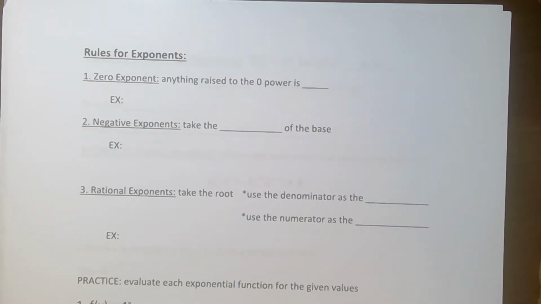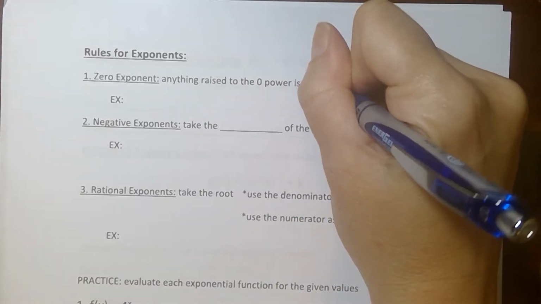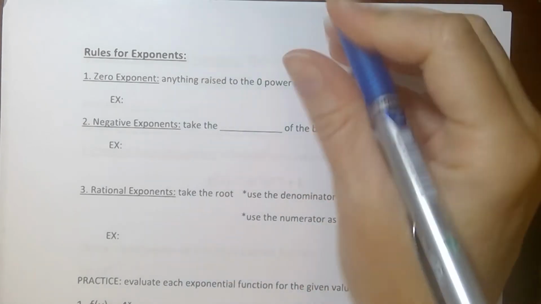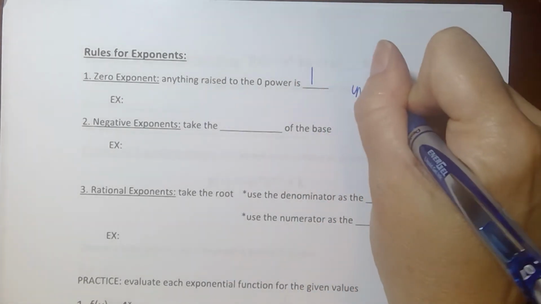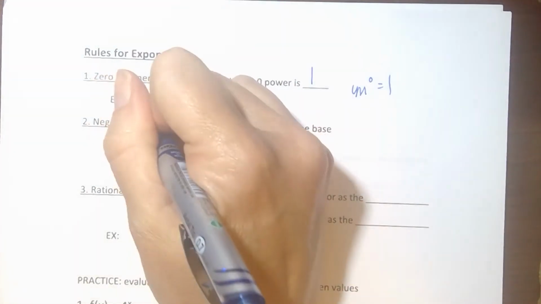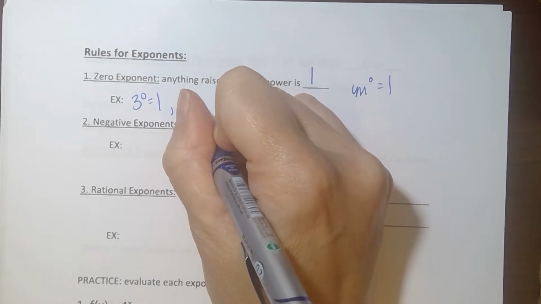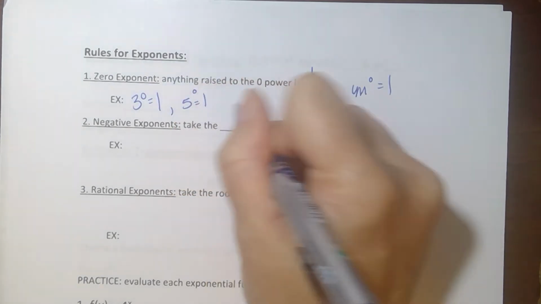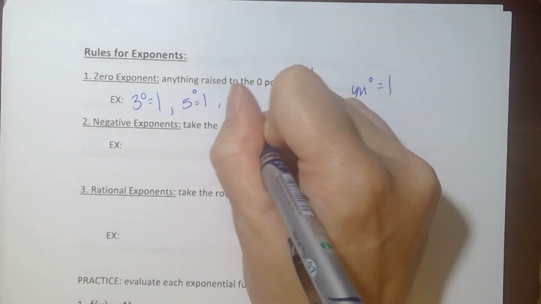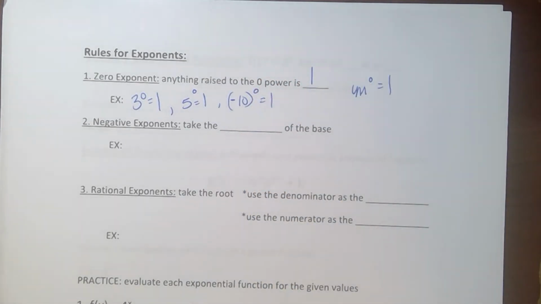First rule for exponents, 0 exponent. Anything raised to the 0 power is 1. In general terms, this looks like m to the 0 is 1, where m can be any number. We just did 3 to the 0 is 1. I know that 5 to the 0 is 1. If I put negative 10 in parentheses to the 0 power, that is also 1.